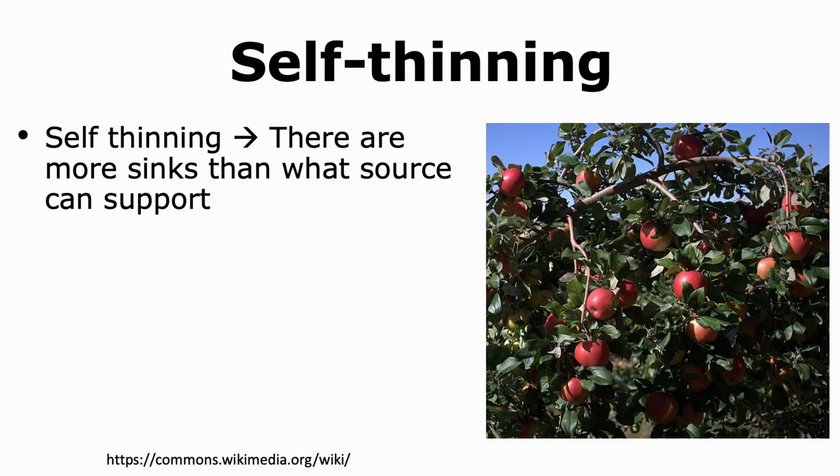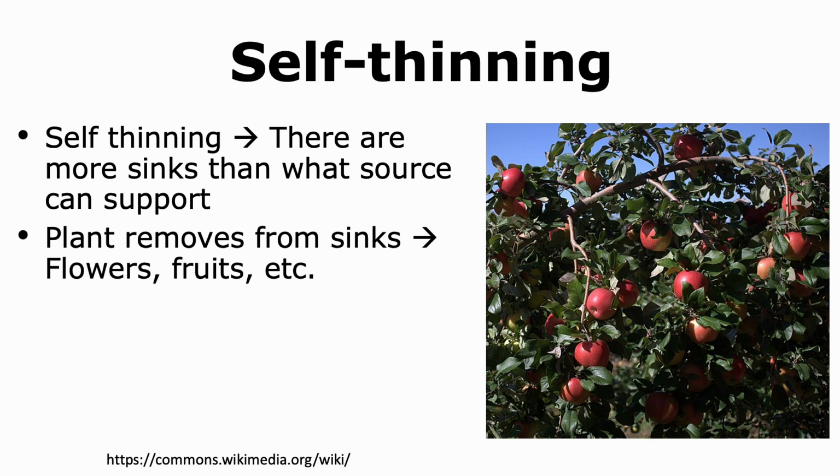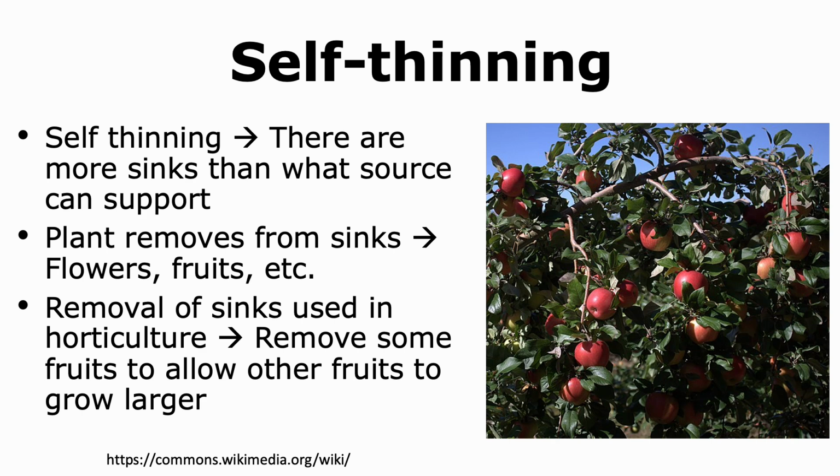As the plant grows, there can be situations where there are more sinks than what the sources can support. In such situations, the plants go through a self-thinning process. In this process, the plants remove sinks like flowers, young fruits, etc., which allows the plant to sustainably share the nutrients that it is synthesizing through photosynthesis. The removal of sinks is also used in horticulture, where farmers remove some fruits so that the other fruits can grow larger.